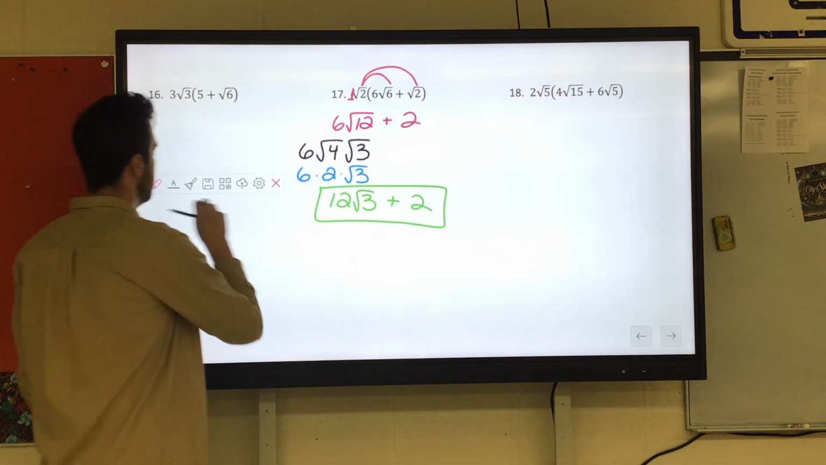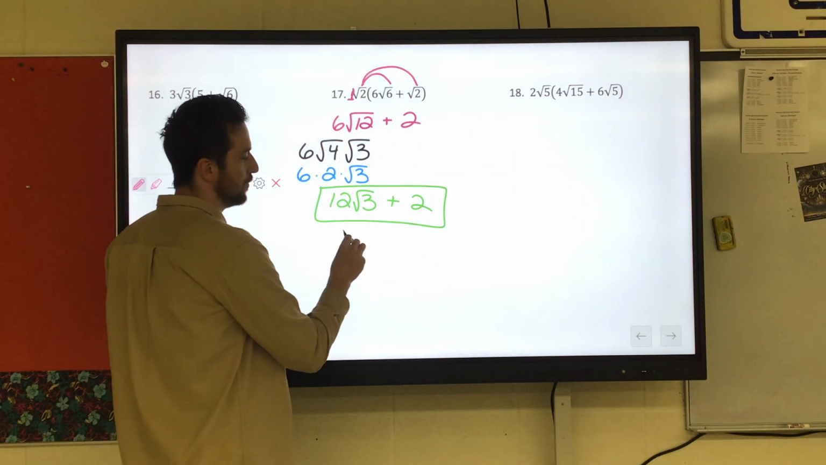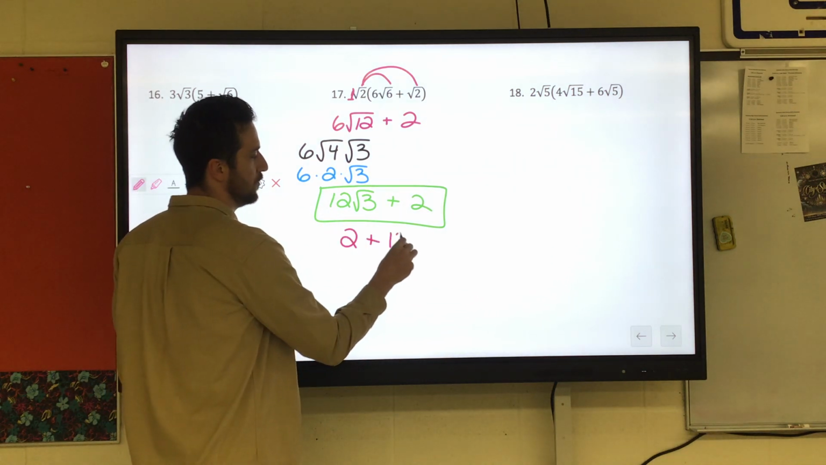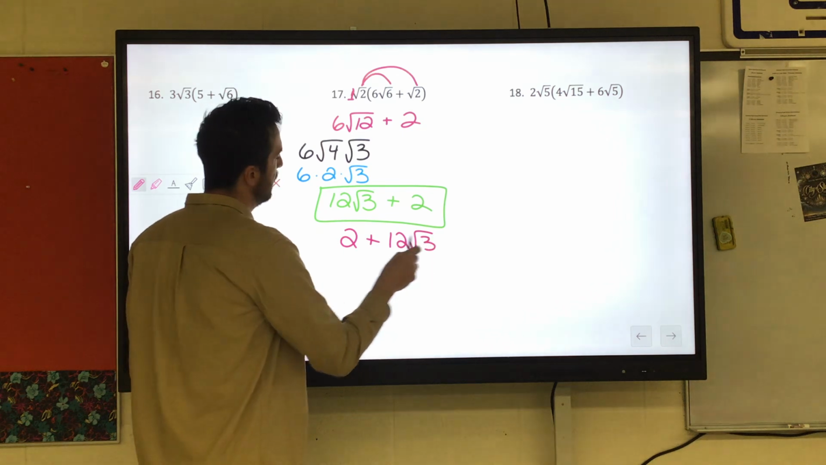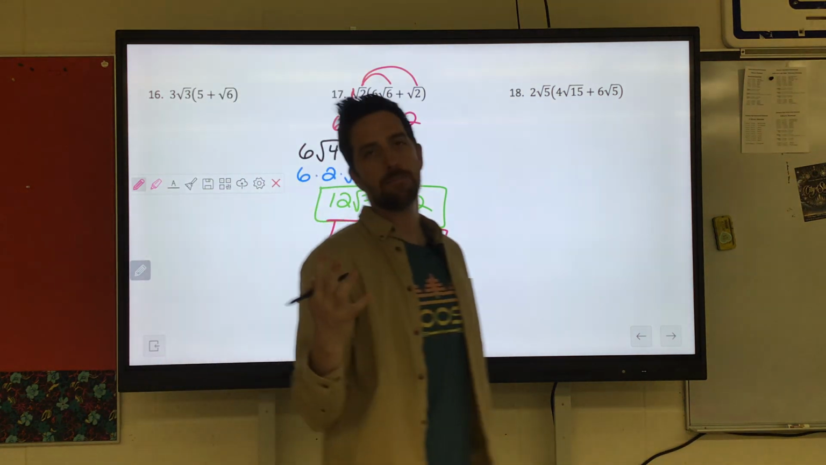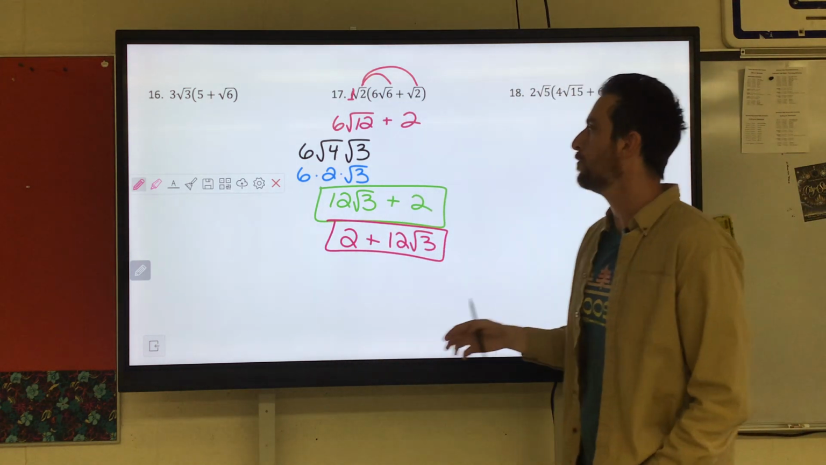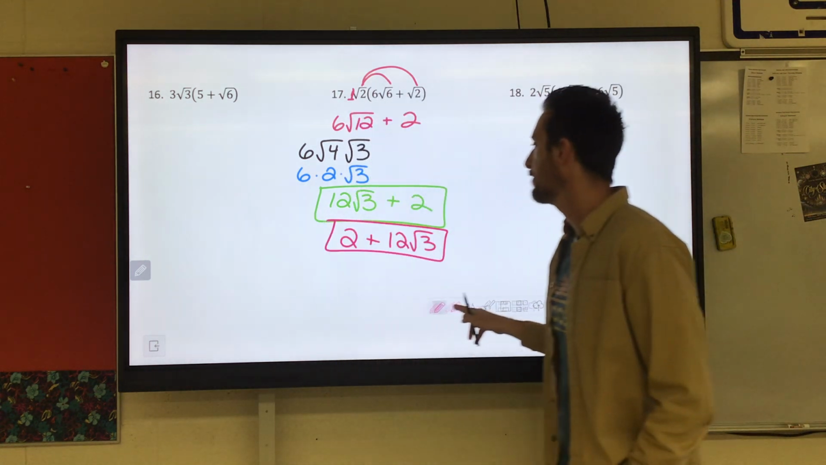However, proper form, you should put the radicals at the end usually, so you might see it on the bottom as 2 plus 12 root 3. I'm okay with it as 12 root 3 plus 2, but let's be proper. Try to be proper when we can be.